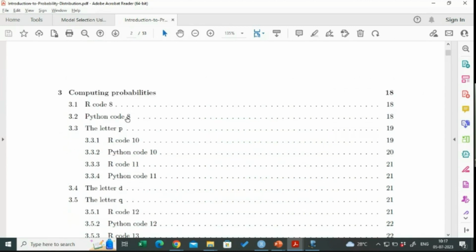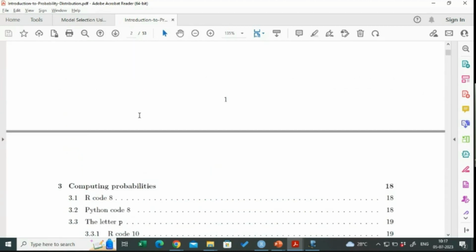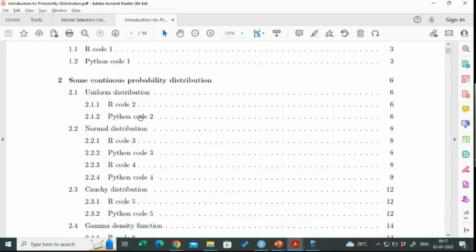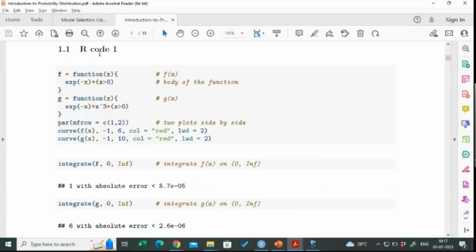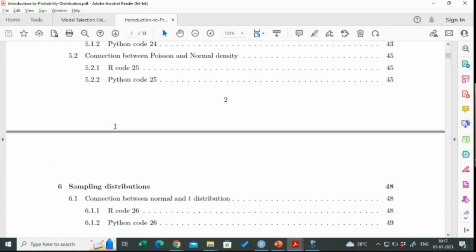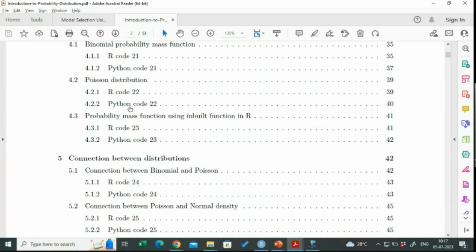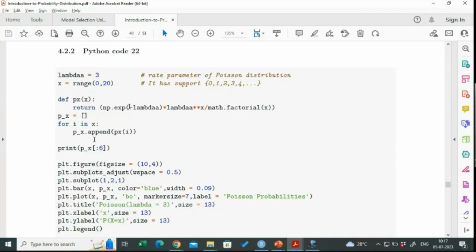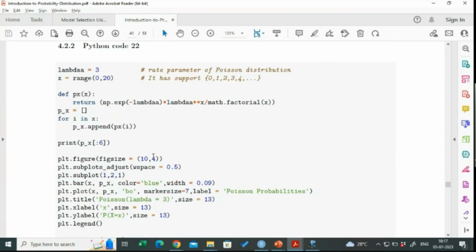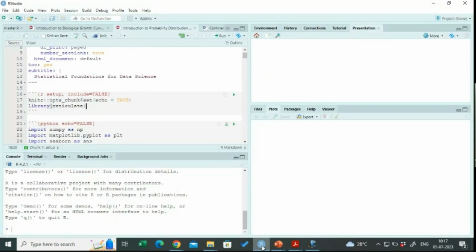You see that a lot of R code and Python code is embedded here. If you click on this R code, it goes over here. Similarly, if I click on Python code 22, it goes to this Python code. So in the same document I have both Python code and R code. This is an extraordinary feature that RStudio is offering, because nowadays the user communities of both have increased significantly.